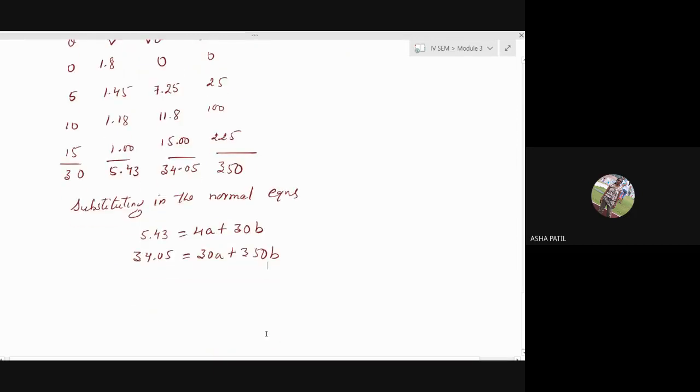See that you substitute the values correctly. If you do one mistake, answers will be wrong again.